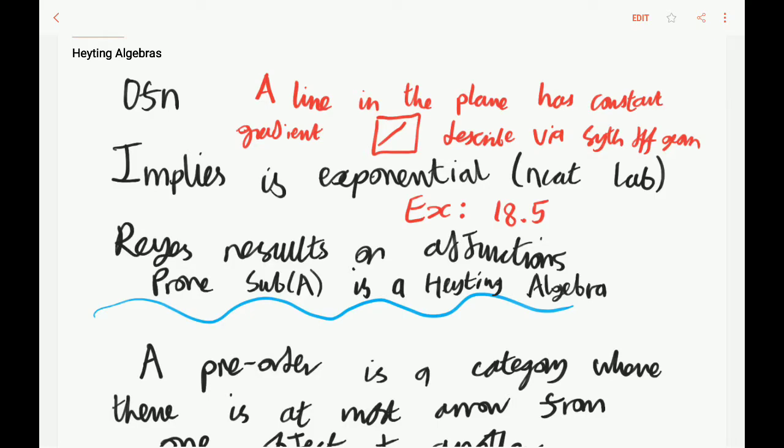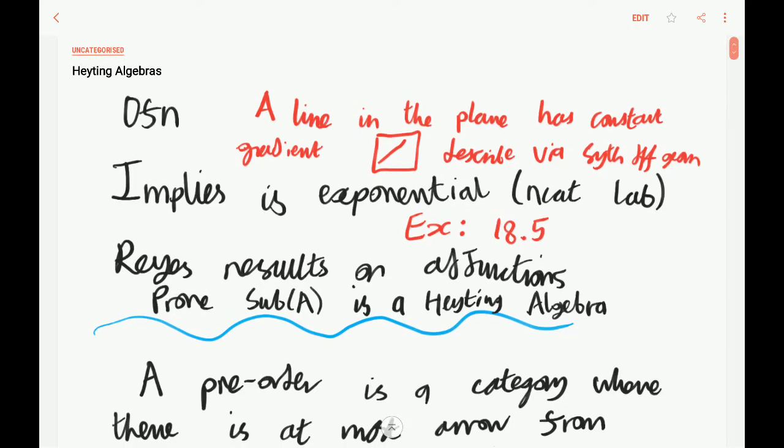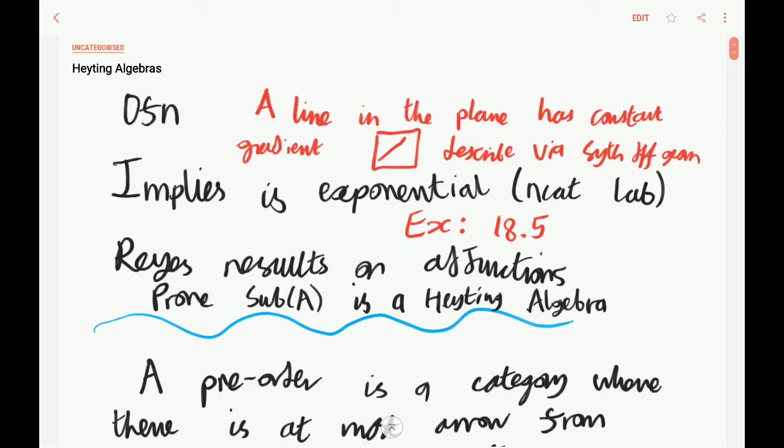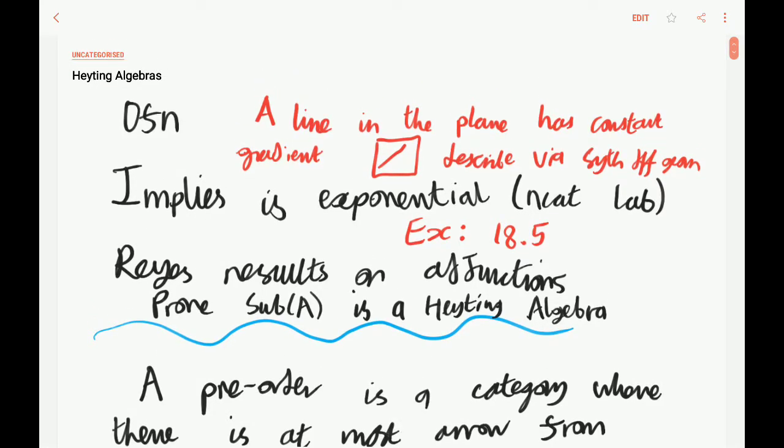So one of the main ideas is that we can take an object in a topos and we can consider all of the sub-objects of that object and we can form a kind of category, a certain kind of pre-order. In fact, it's a certain kind of partially ordered set. In fact, it's a lattice. In fact, it's a Heyting algebra.